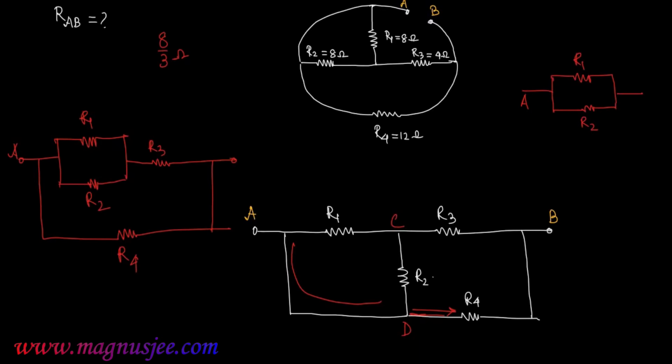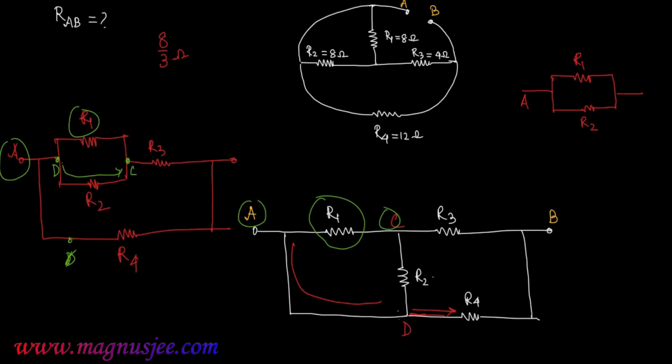If we compare these two circuit diagrams, the resistance R1 is connected between the two terminals A and C. Similarly, in the modified diagram, R1 is connected between the 2 points A and C. In the first diagram, this is the point D, and the resistance R2 is connected between the 2 points C and D. Similarly, in the modified diagram, R2 is also connected between the 2 points D and C.